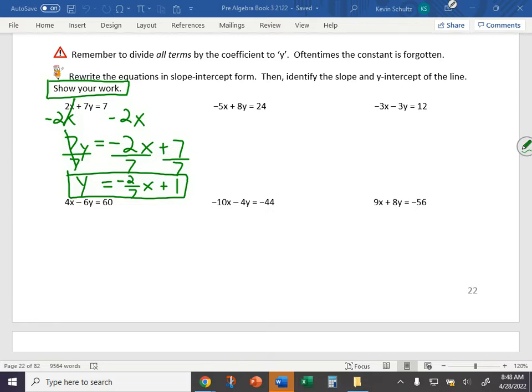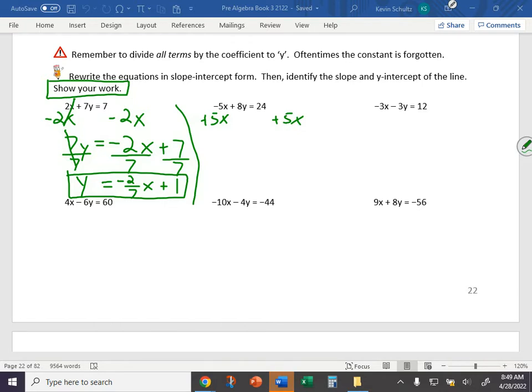Let's look at the next one. Negative 5x plus 8y equals 24. What does moving that x term over look like in this example? Carter. What is moving that x term over using opposite operations? What does that look like in this example? Negative 5x. Okay. Plus 5x. Adding 5x.